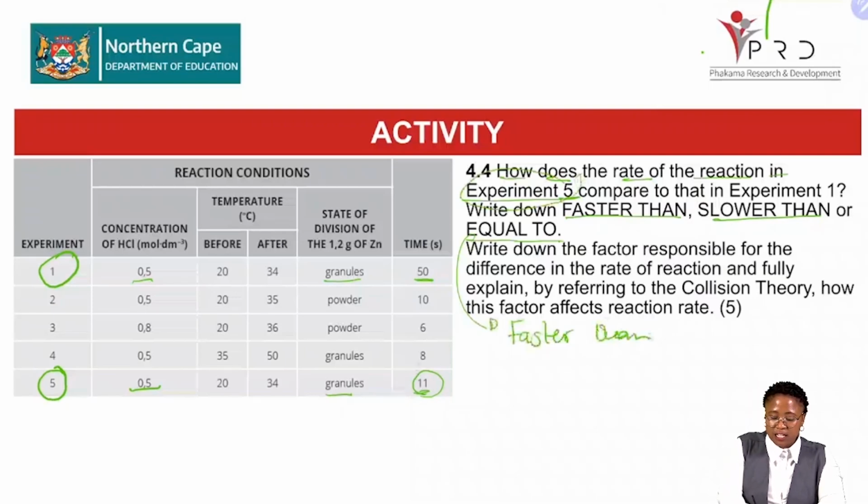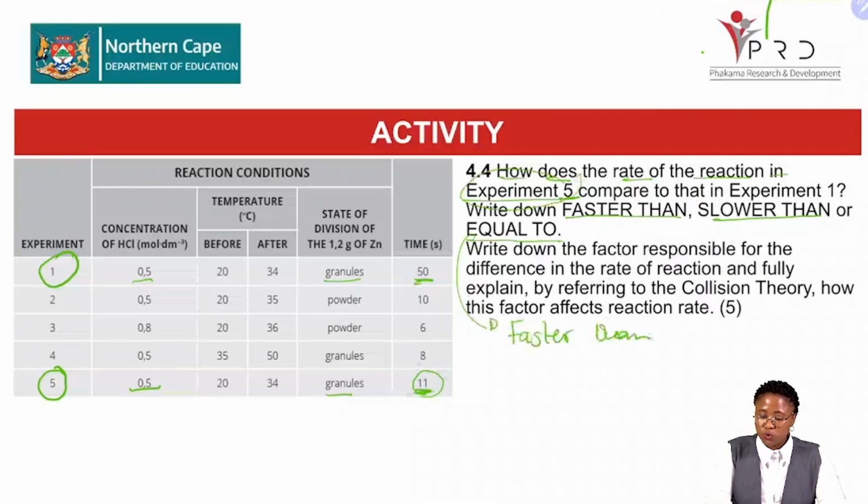I can see that experiment 5 will be faster because it takes less time for the reaction to take place, or for the reaction to complete. It took only 11 seconds, but in experiment 1, it took more time, which is 50 seconds, which will tell you that the rate of reaction in experiment 1 was slower.